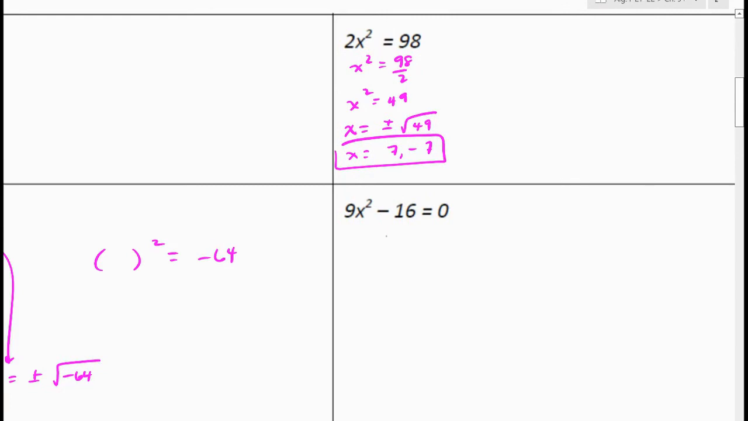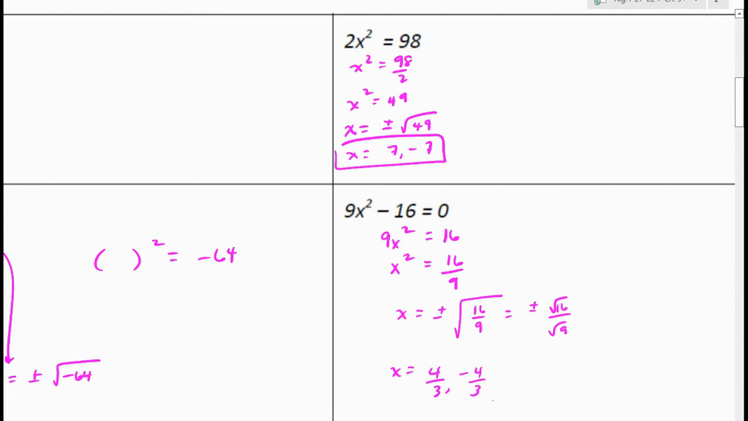First, we'll add 16 to both sides on this one. Then we'll divide both sides by 9. So x is either the positive or negative principal square root of 16 ninths, which is the same thing as this. Because remember, a square root of a fraction is a fraction of the square roots. So it's positive 4/3 or negative 4/3.